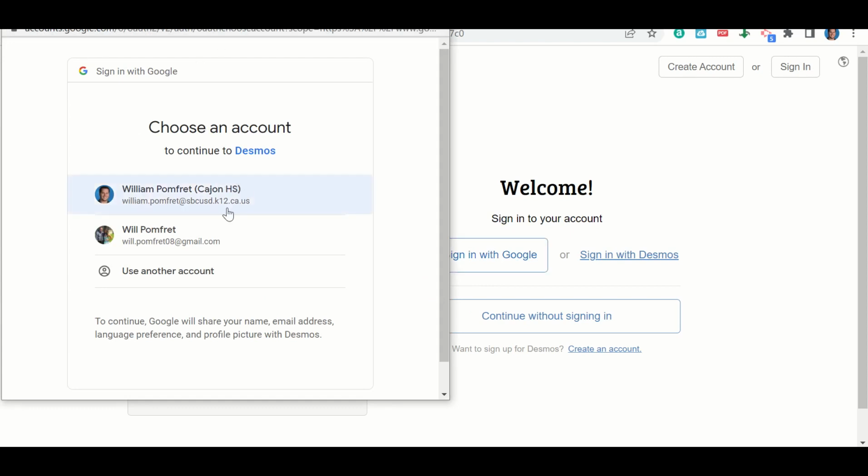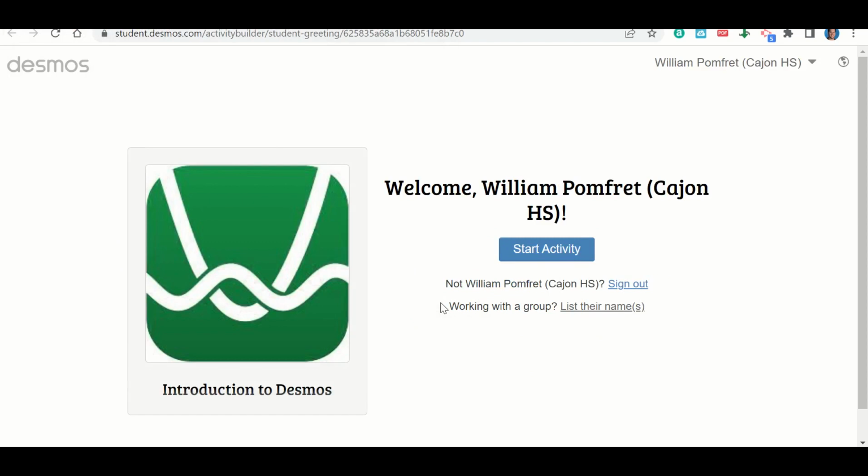It's going to pop up with our email accounts. You're going to click on your school email account, and it should already have you logged in because you should have already been logged in using Google Classroom. From there, I'm just going to click start the activity, and it will take me into the assignment and allow me to begin. So that's how you will log in to Desmos using Google.